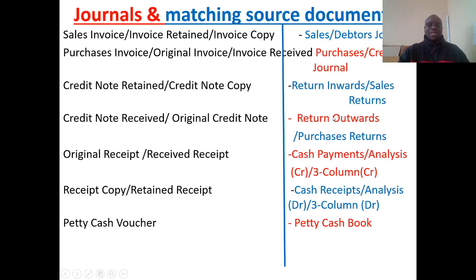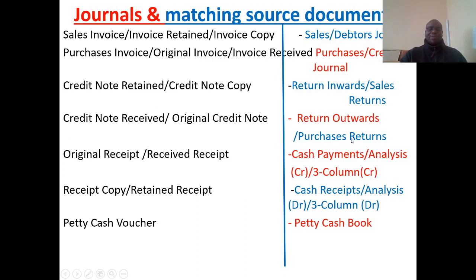Sales outwards or purchases returns. When you return goods you had bought or purchased from creditors or some of the goods, the creditors will send you a credit note so that you do not pay the amount indicated on the credit note because it was either extra money on the goods that you had bought, or some goods were defective, or the goods that you weren't in need of. So you will receive an original credit note or credit note received.